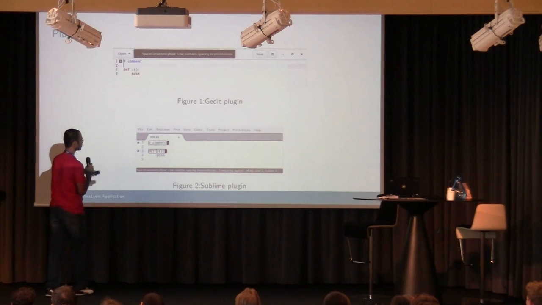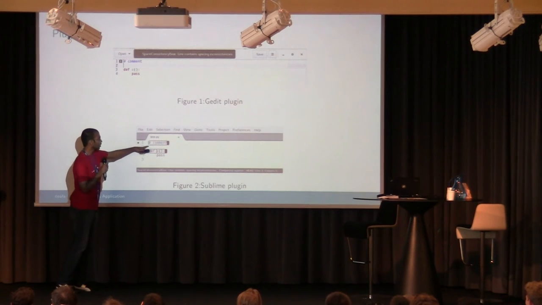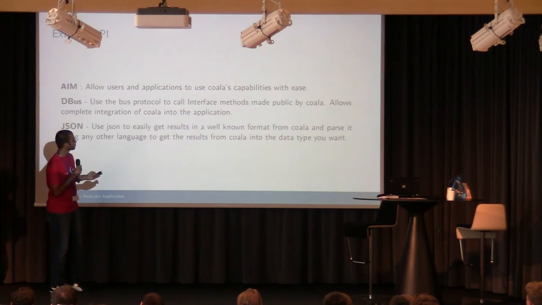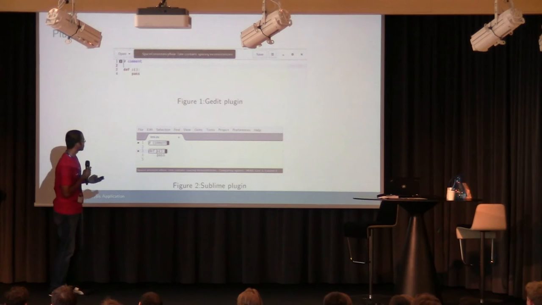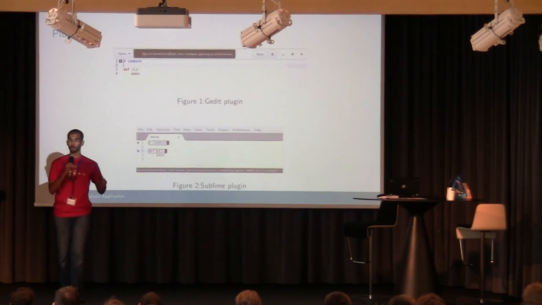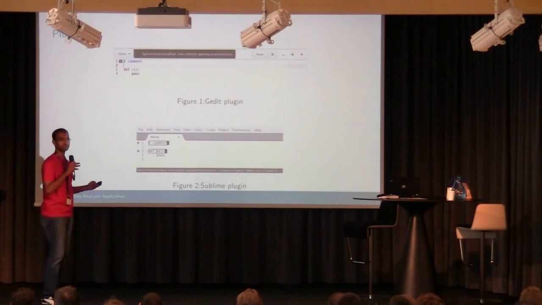A similar thing was also done for Sublime Text Editor, where again all of these lines are marked because they have an extra space. This makes it much easier to find problems in your code base before you, let's say, push it.